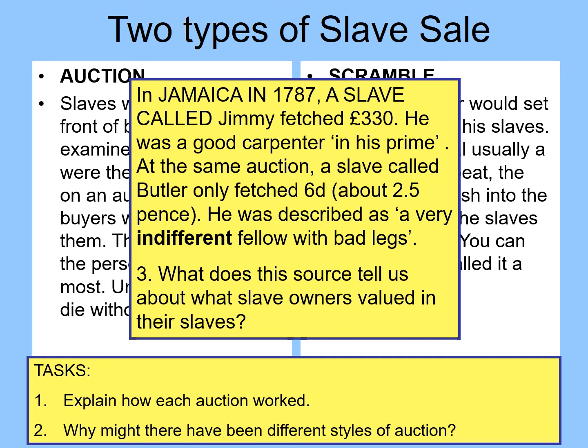Clearly, the slave owners are treating these people like animals. They're looking for ones who are in good condition, so have not been harmed too badly by the Middle Passage, and who are able to work hard. However, if they're in any way disabled, such as the indifferent fellow with bad legs, they wouldn't be able to work so hard on the plantation and they would fetch a much lower price. Most slaves would fetch one of the higher prices, but the lower priced slaves were still people, and it again just reminds us as to how devalued these people were and how dehumanised they were.